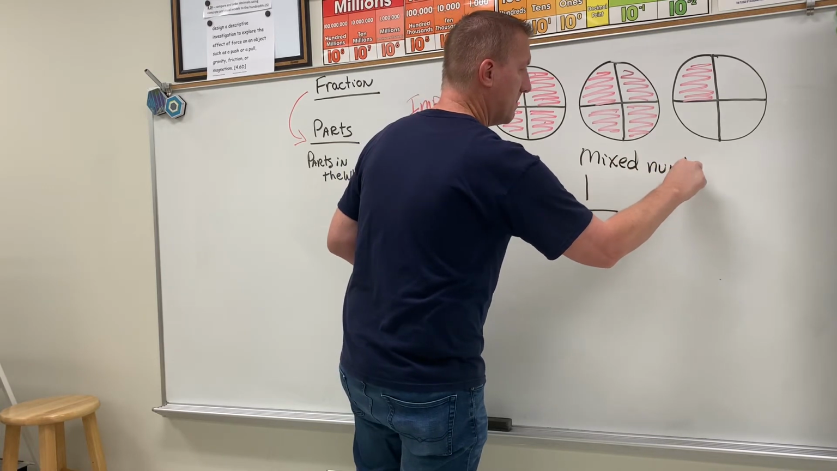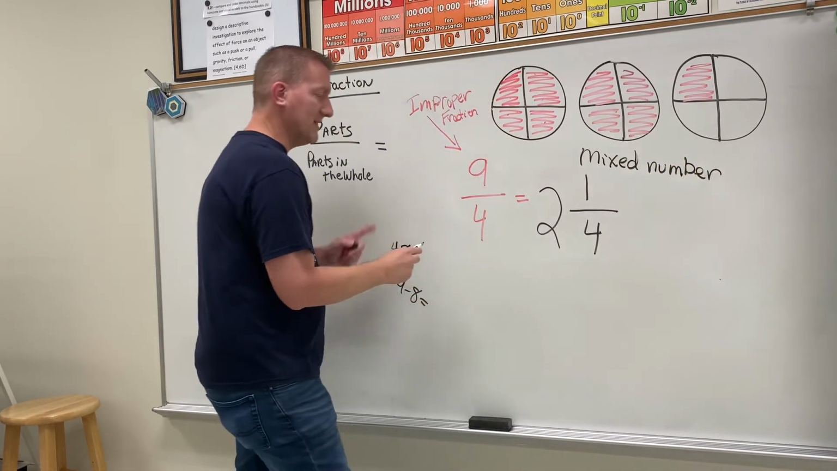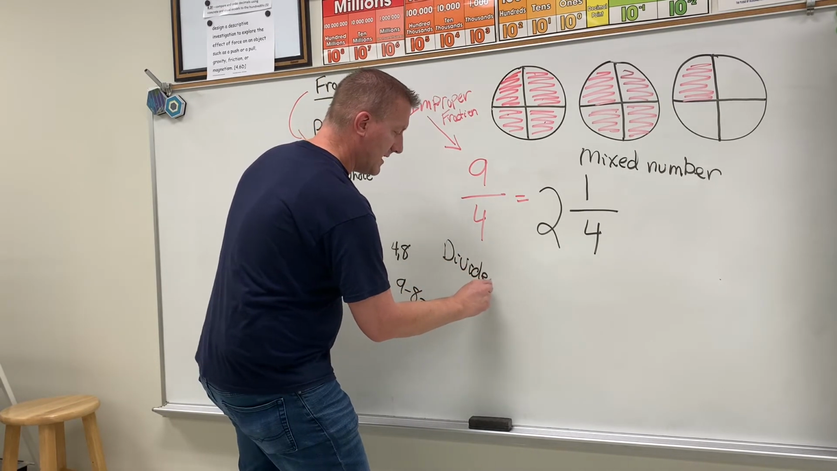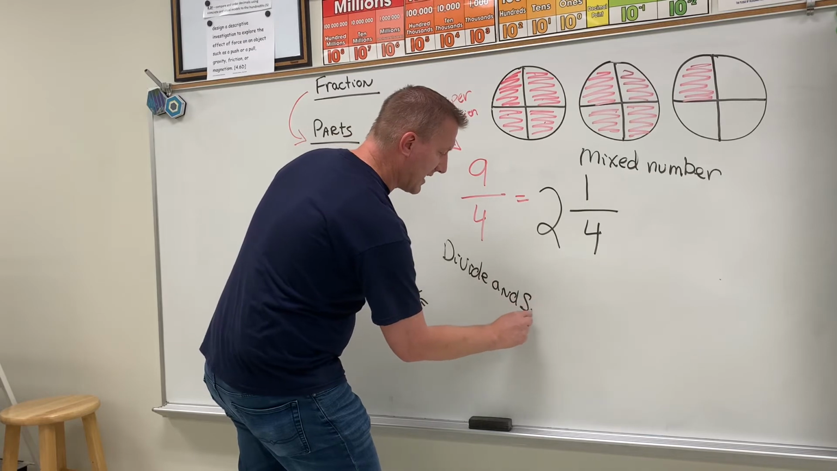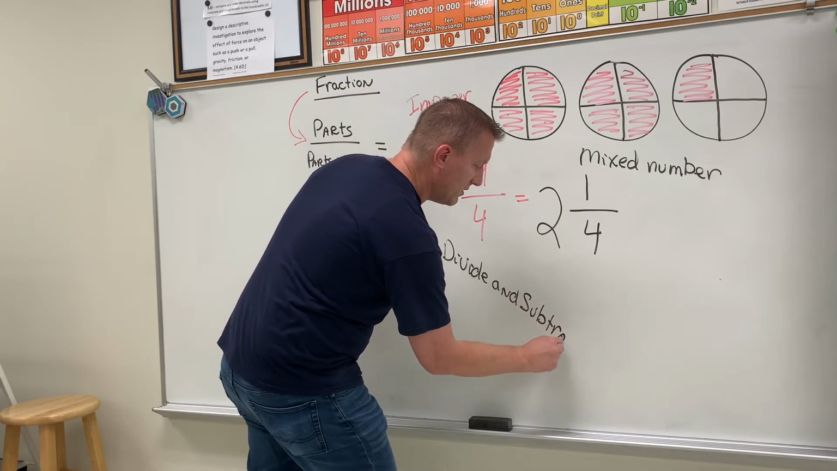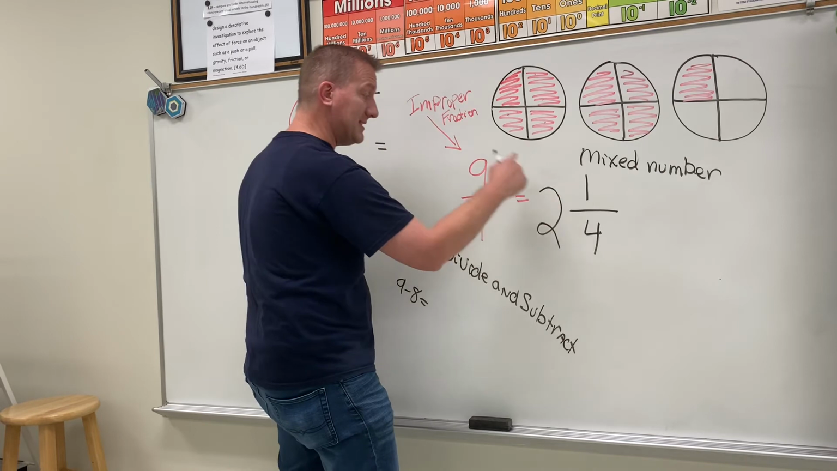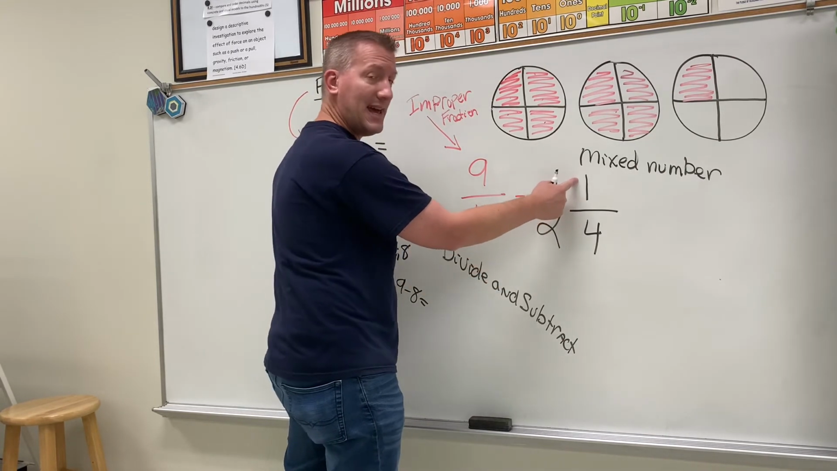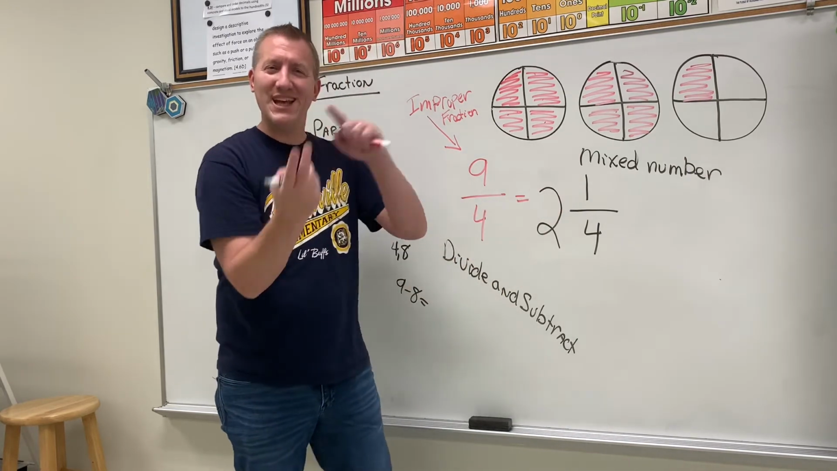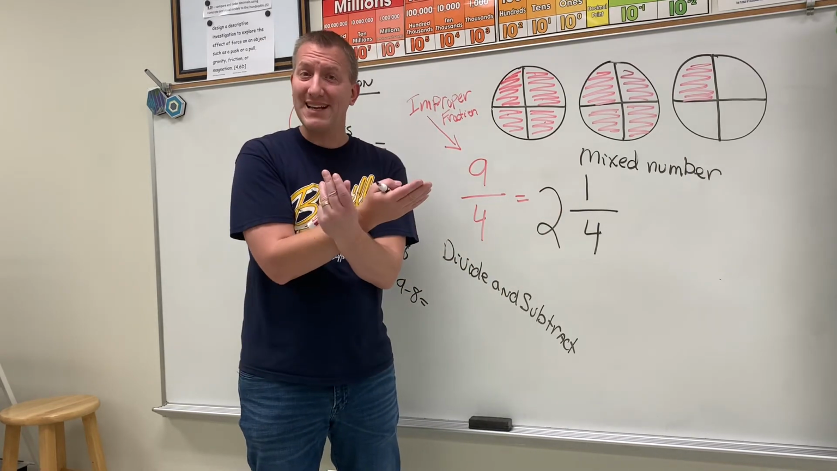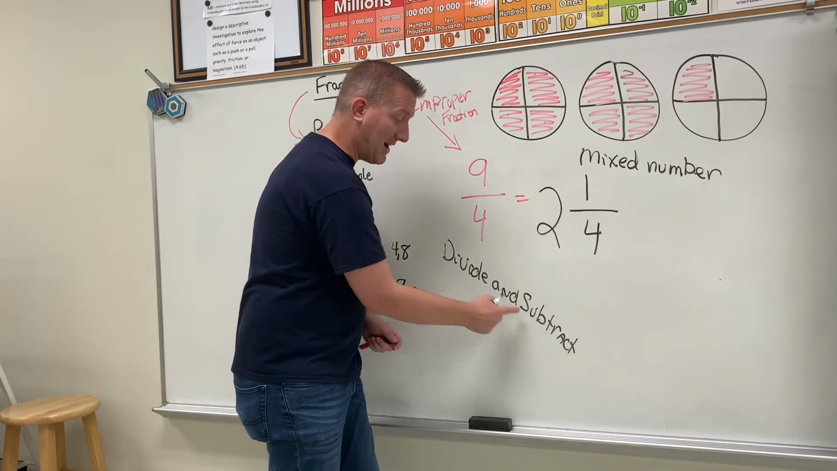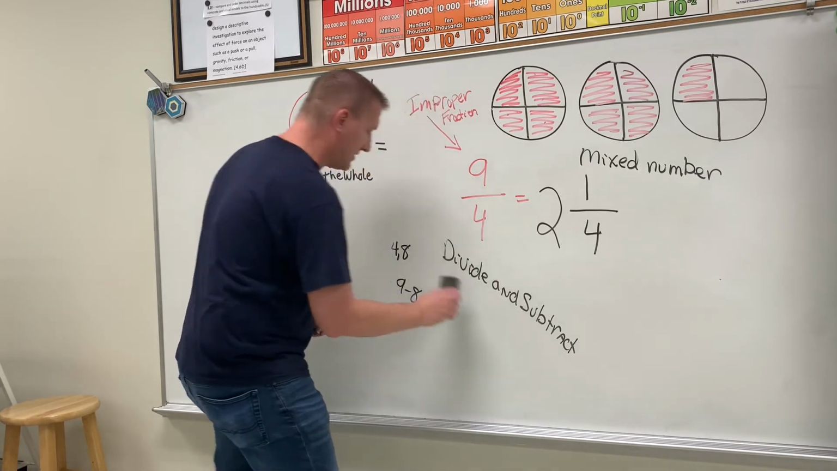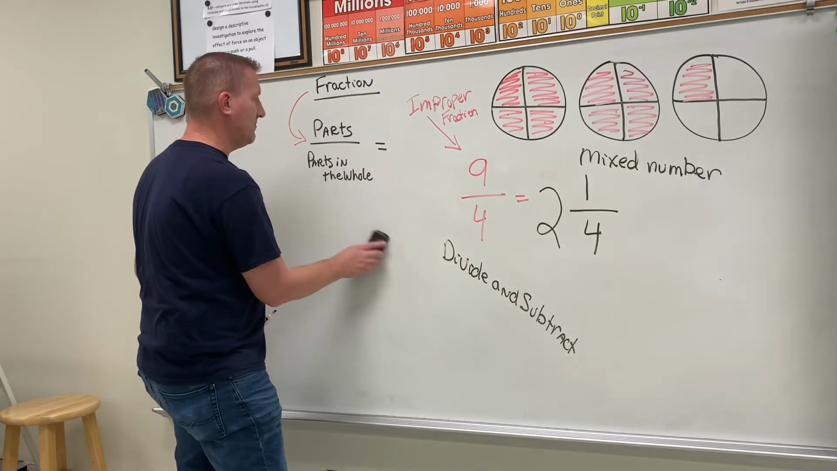Okay? So this time you divide first and then you subtract. So notice when we went from this to this, we did what? We multiplied and added, didn't we? So now to change it back, we do the exact opposite. We divide and subtract. Okay, so let's do another one.